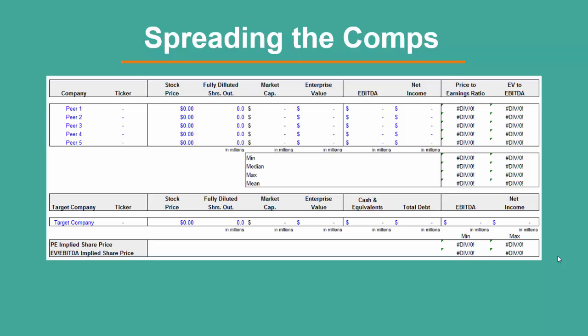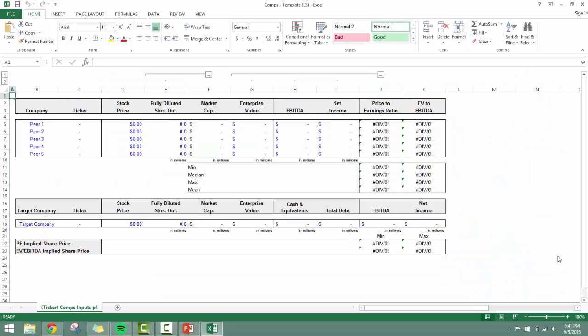Now, this is the most important step. This is actually spreading the comps and essentially coming up with the value of the company you're trying to target. So we're going to quickly switch to Excel to look at this.